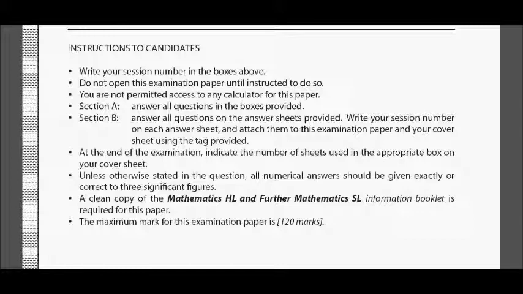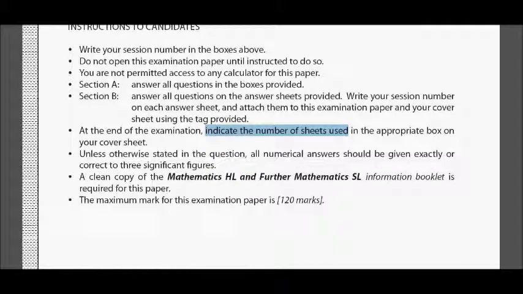I'll be explaining that soon. Answer all questions on the answer sheets provided for section B. For section A, it should be done inside the boxes provided there. And do not forget to indicate the number of sheets used. That's very important because that helps to not miss any of your answer sheets. Please number your sheets and then write the number of sheets on the front page clearly. This is very helpful, and you know the reason behind it.